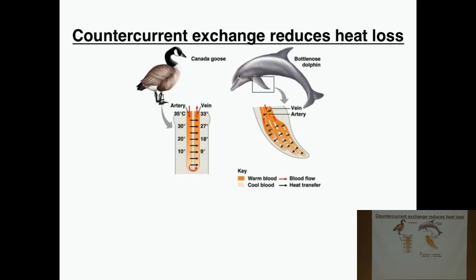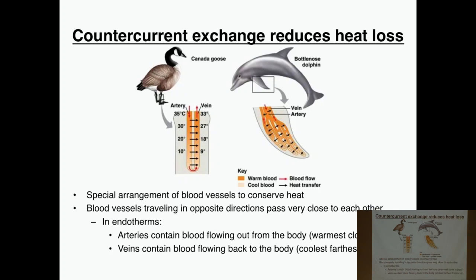But the setup of the system is such that the animal is actually going to recycle some of that heat. Instead of losing it to the environment, instead of passing the heat coming from the body to the environment, it's going to pass it to the returning blood. And so what you have is a system set up where arteries and veins are arranged in very close proximity to each other to facilitate this heat conservation.